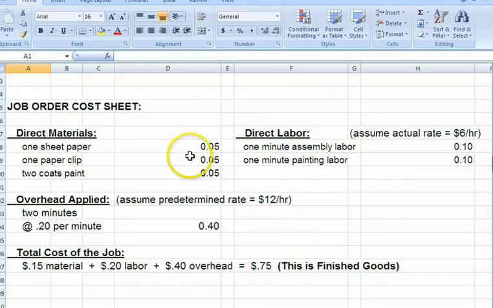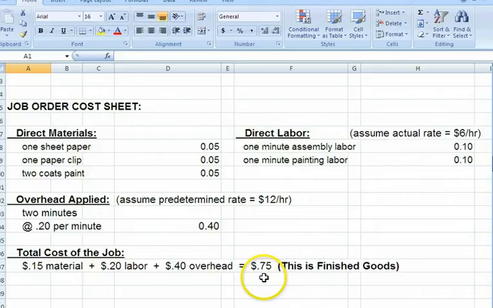That is, the total amount of materials written on the job order costing sheet, 15 cents. The total amount of labor written on the job order costing sheet, that's 20 cents. And the total amount of overhead applied. Again, overhead is applied at the end of the period or the end of the job, whichever comes first. So this is a 100% item completed because it now also has its 2 coats of paint on it. The accountant would assign a cost of 75 cents in an account on the balance sheet called finished goods inventory.